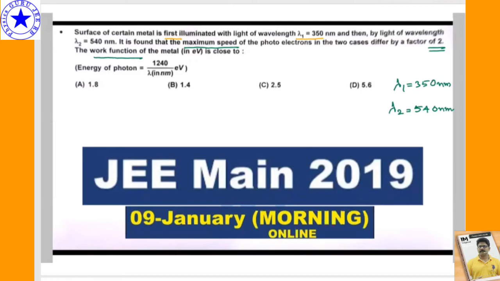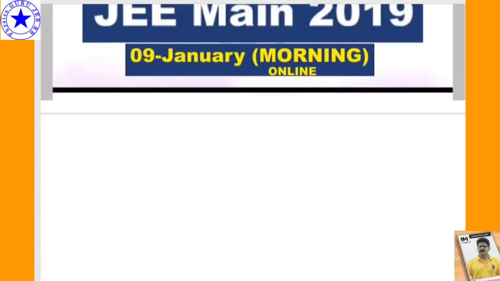So here, directly given, the energy of a photon is 1240 divided by lambda, with lambda in nanometers, we will get it in electron volts. Okay. Now the first case, by conservation of energy, hc by lambda 1 equals W plus half mv square, where v square is nothing but 2v whole square. Let me take this as equation number 1, right? Next, the second equation: hc by lambda 2 equals W plus half mv square, equation number 2.